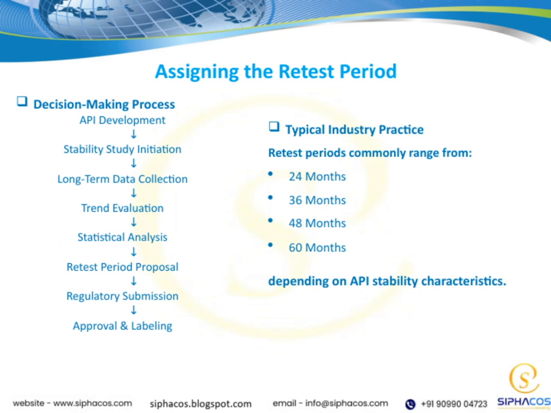It starts with developing the API, then initiating a stability study, followed by collecting long-term data. Next, we evaluate trends and run statistical analyses. This leads to a retest period proposal, which is submitted to regulators for approval and labeling. It's a thorough journey, ensuring safety and reliability.